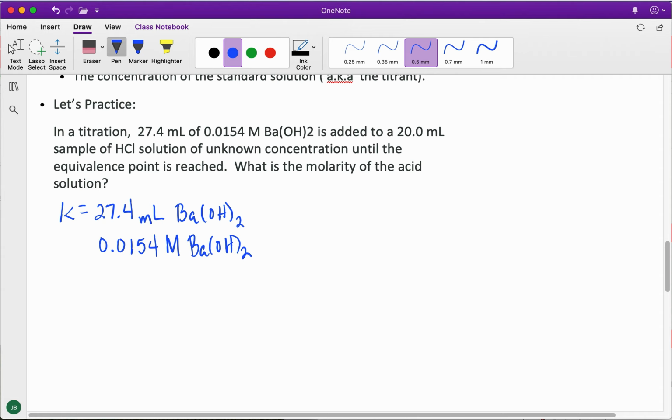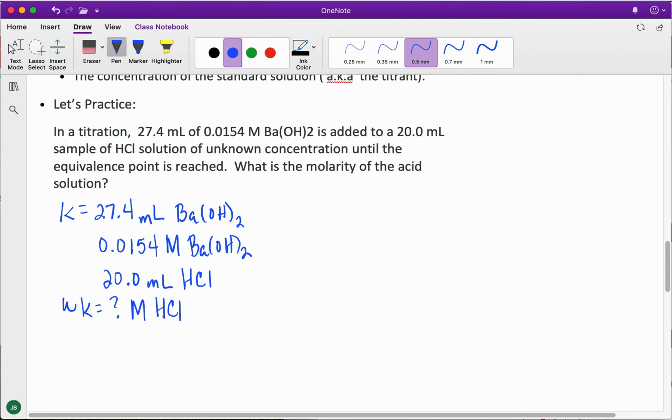Now, we've also been told that we have 20.0 milliliters of hydrochloric acid. And what is it that we're solving for? What is all this information for? Our end goal is to determine the concentration, the molarity of the hydrochloric acid.